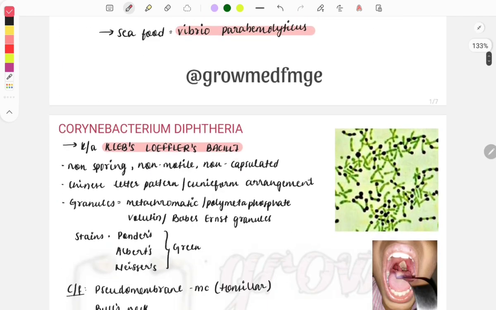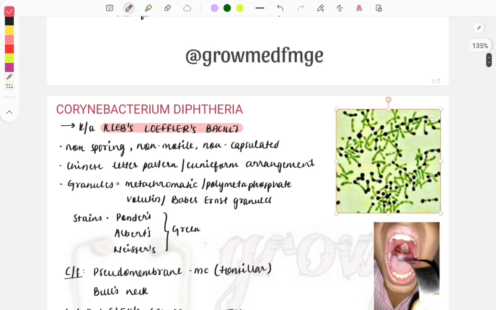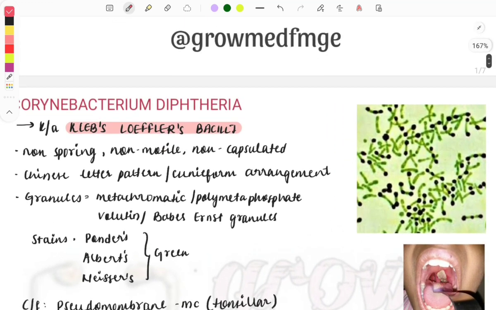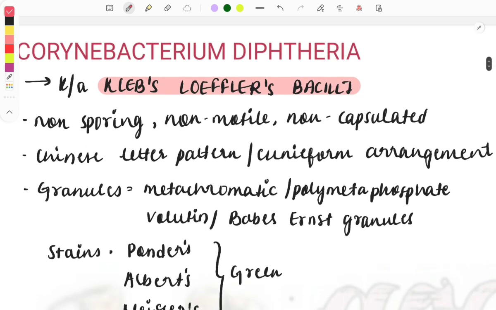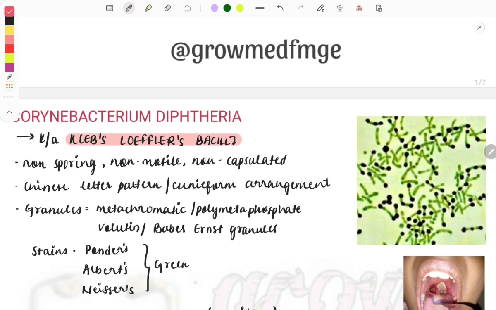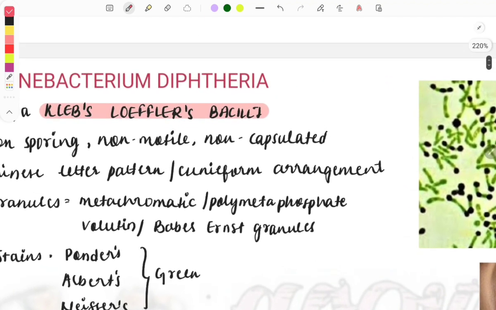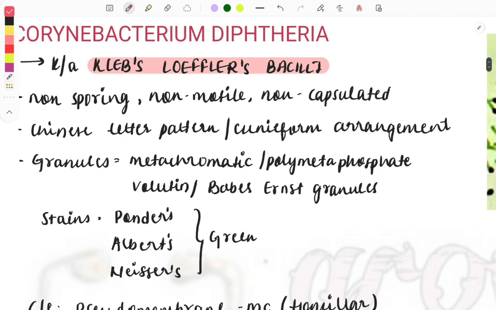Moving on to Corynebacterium diphtheriae, a repeat topic asked multiple times. So this is a bacillus. It is also called the Klebs-Loeffler bacillus, and you need to remember this name because they can interchange the name. Instead of diphtheria they can ask this bacillus to confuse you.